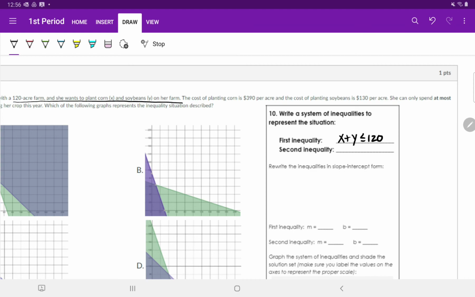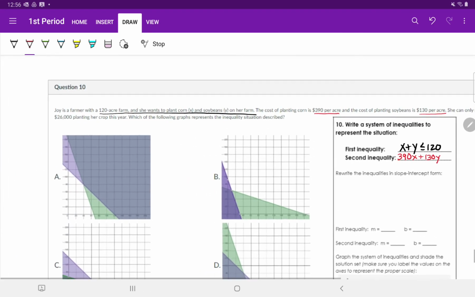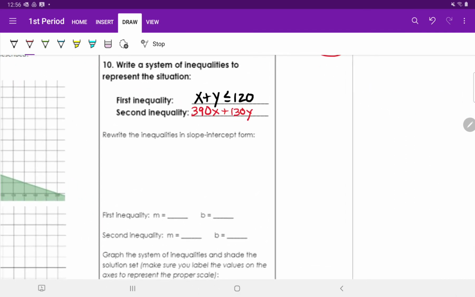And even though it might seem simple when I'm explaining it, that's usually the harder one to come up with, because there's so little information here, you kind of have to piece that one together on your own. The next sentence gives us some good stuff. The cost of planting corn is $390 per acre. That's 390x. And the cost of planting soybeans is $130 per acre. So then 130y. And she can only spend at most $26,000. So these two costs have to be less than or equal to $26,000.